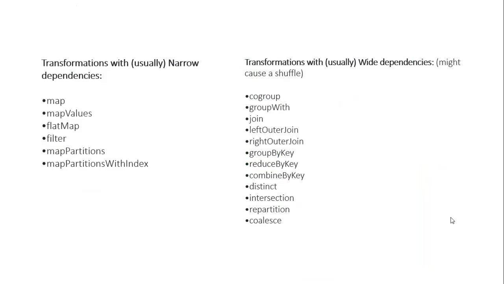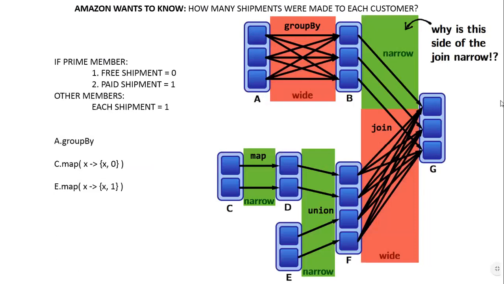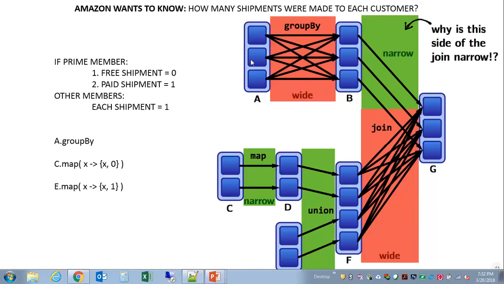Okay, so let's continue. I'm going to give you a simple example and illustrate both wide and narrow transformations. Let's assume that a big store like Amazon wants to know how many shipments were done for payment during a certain period of time. It just wants to know the total number of shipments.